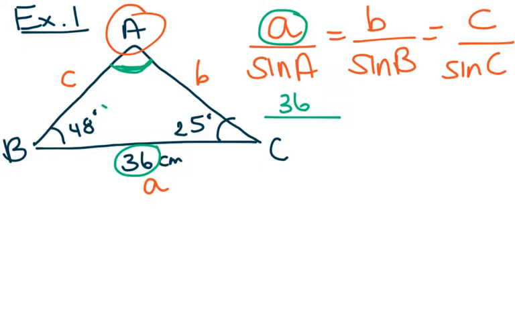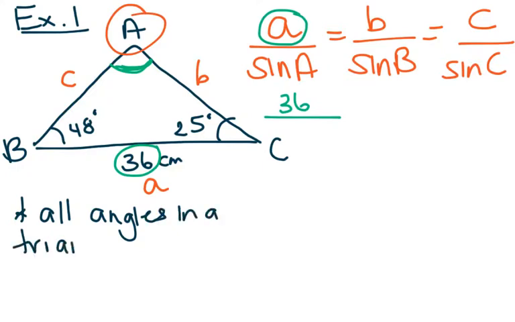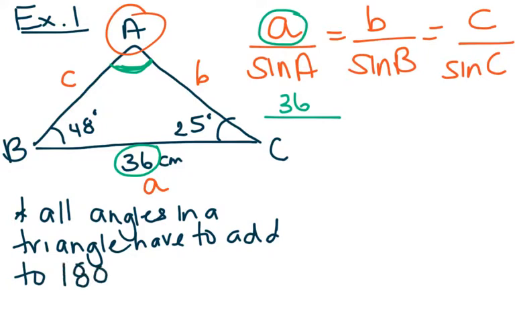But actually, we've got two other angles here in this triangle. And one really important piece of information you need to know is that all the angles in a triangle have to add to 180. So write that little note for yourself: all angles in a triangle have to add to 180 degrees.